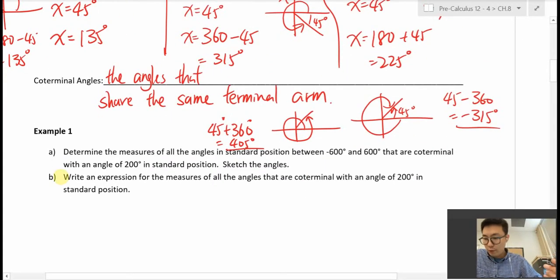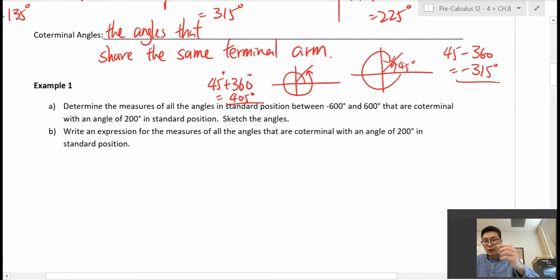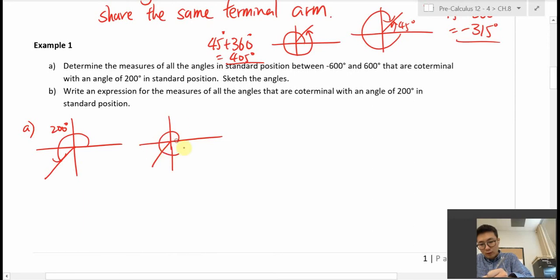So here's the first example. It says determine the measures of all the angles in standard position between negative 600 degrees and 600 degrees that are coterminal with the angle of 200 degrees in standard position, and sketch all the angles. So part A, 200 degrees is right here. We want to find coterminal angles. Again, all you needed to do is simply add one more full rotation.